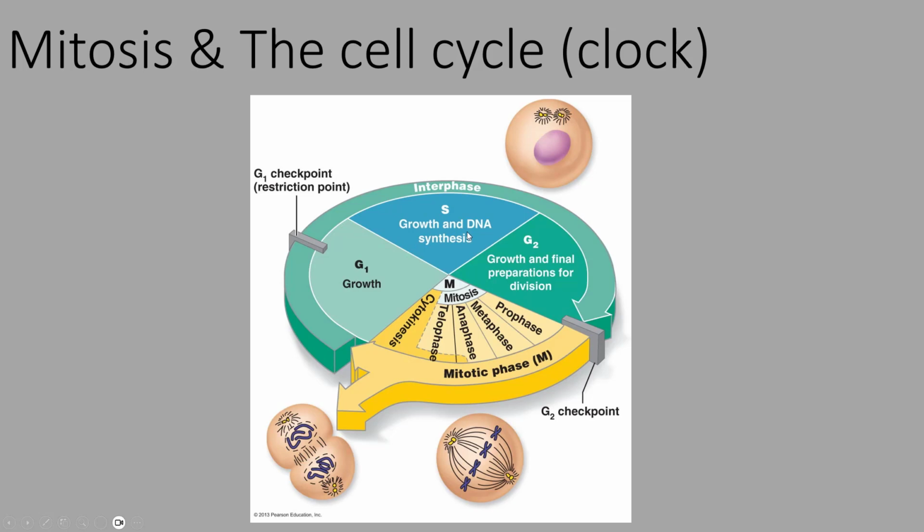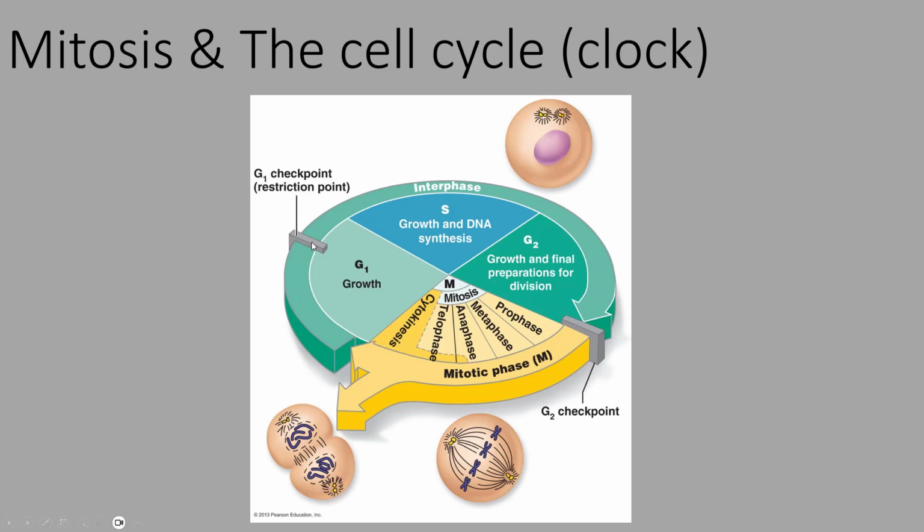Then we move into S phase. And S, think synthesis of DNA. If you're going to have 2 new cells, each of those cells need a complete set of DNA. So we're going to take the DNA and duplicate it. We're going to synthesize more DNA. After that, we go into G2, growth and final preparations for division. What we're doing is we have different structures in the cell that are making sure we have enough stuff to make 2 new cells.